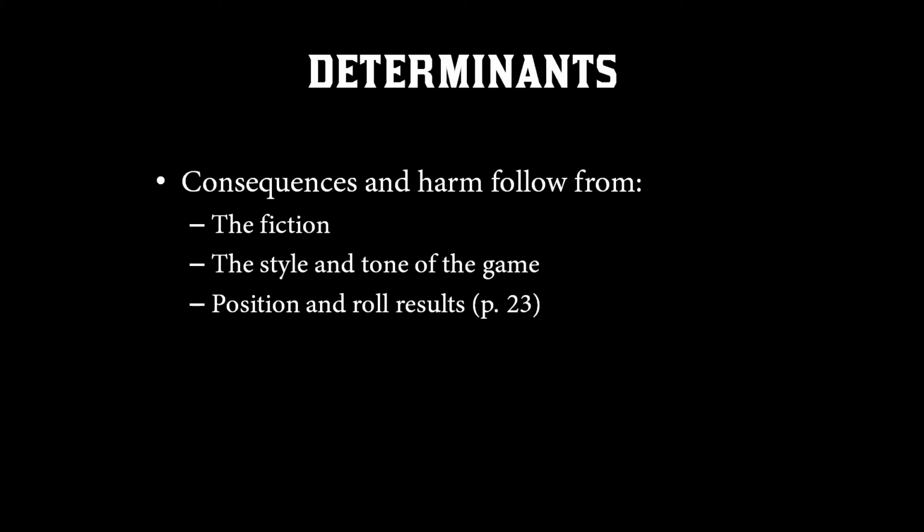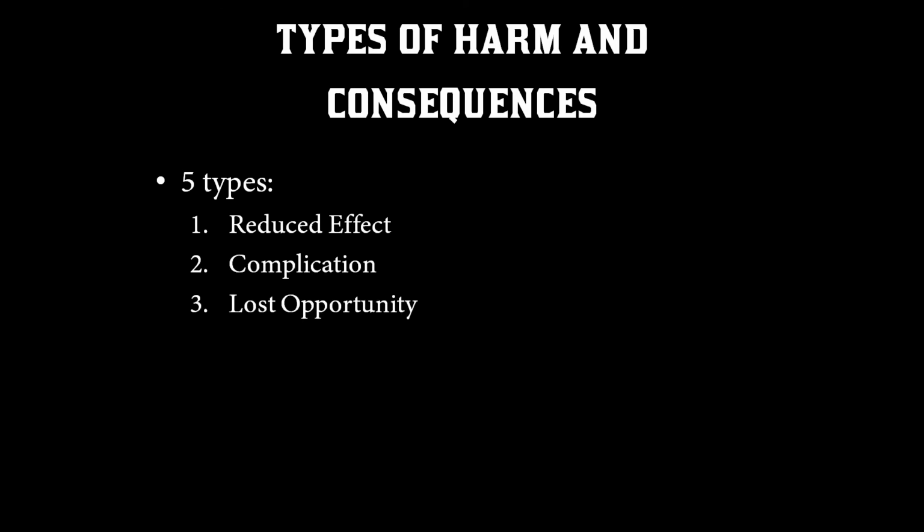And finally, there is the position and the roll results. And if you want to see how position connects to consequences, then check the tables on page 23 of the book. So next we have the types of harm and consequences. There are 5 of them: reduced effect, complication, lost opportunity, worse position, and harm. And we'll go through these in sequence.